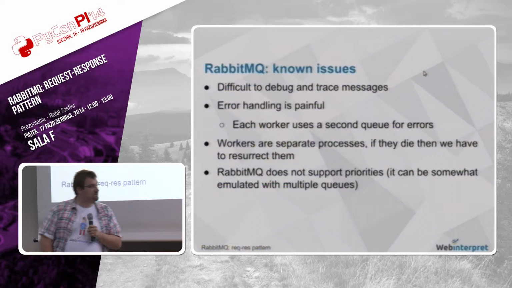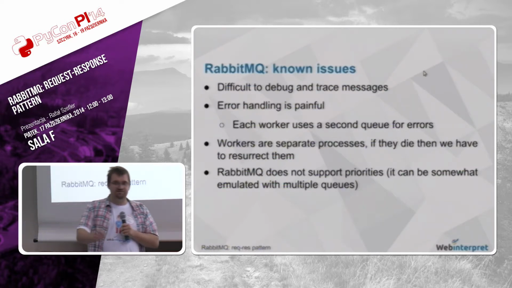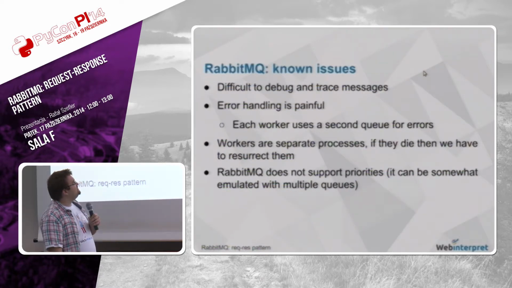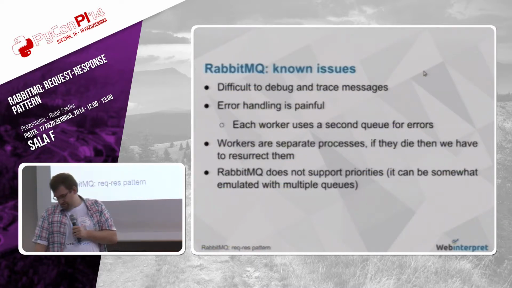RabbitMQ does not support priorities. So we can't really tell it, hey, that message should be processed before others. It's more important. We can't really do that. It can be somewhat simulated by multiple queues, but it's more of a hack, not really a feature.